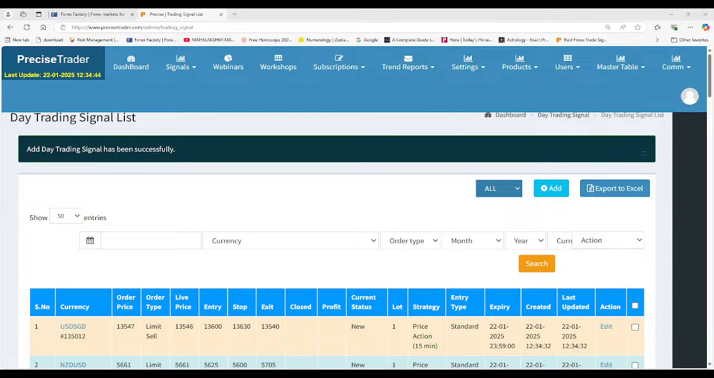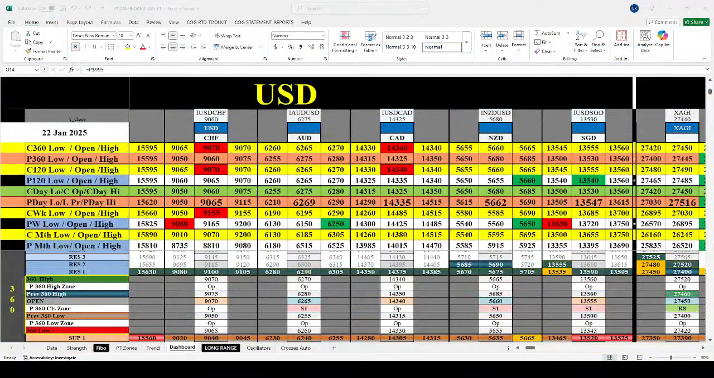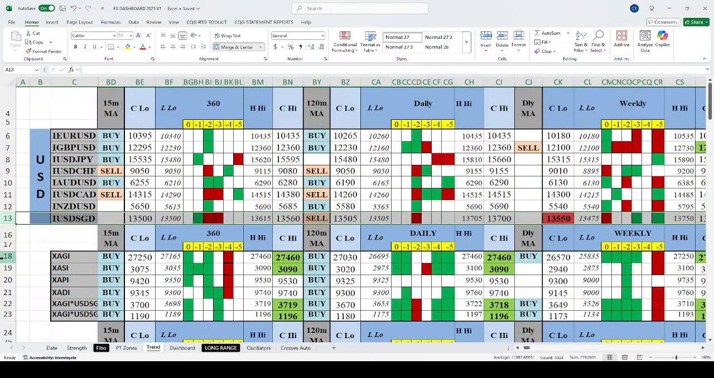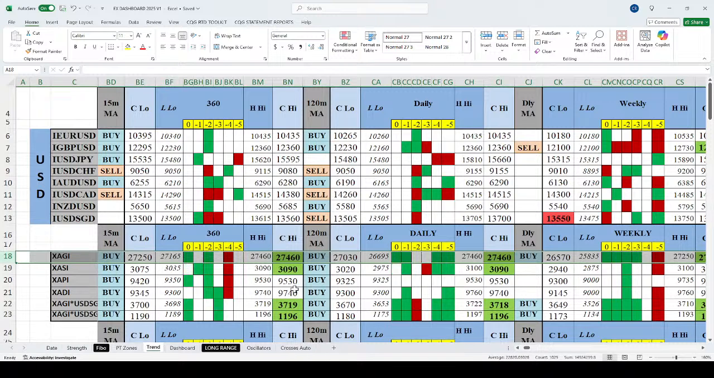Okay, next, let's see gold. Gold is in a strong uptrend. So we see the 6 hours is up, daily up, weekly up. So don't think of selling this. We go for a buy and hold. The key level is 2746. As long as this price is above this level, we expect the price to go higher.